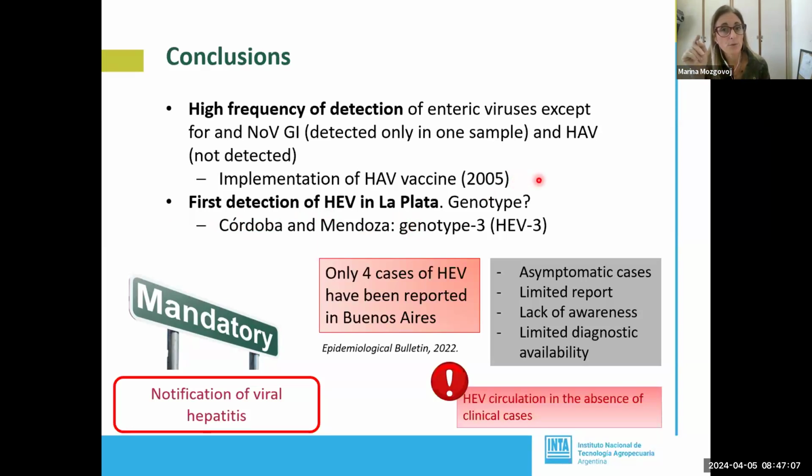And if you remember, I showed high detection rates of these viruses in sewage. So this result is really interesting because notification of viral hepatitis in our country is mandatory. However, only 4 cases of HIV were reported in Buenos Aires during the analyzed period, 2020 and 2021. This could be due to asymptomatic cases, limited report, lack of awareness among medical community, or limited diagnostic ability. Anyway, our results demonstrate that HIV circulated in this community, even in the absence of clinical cases.